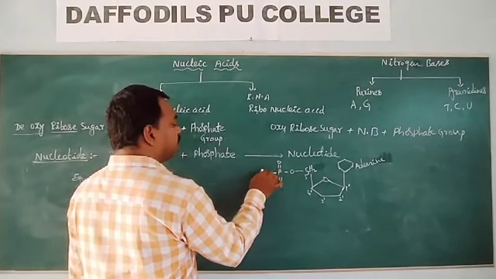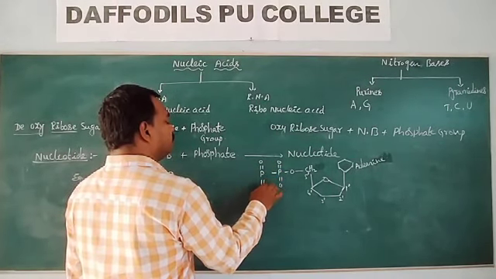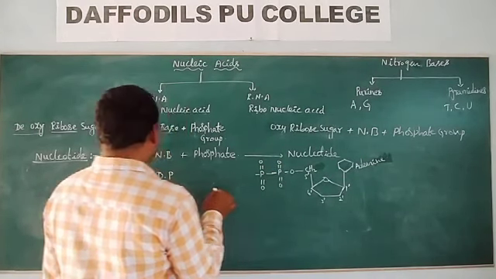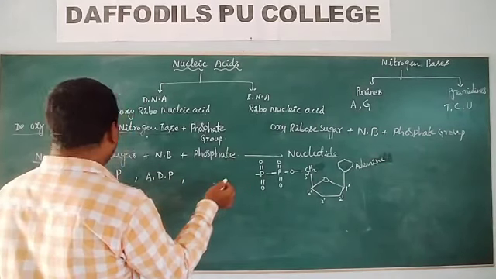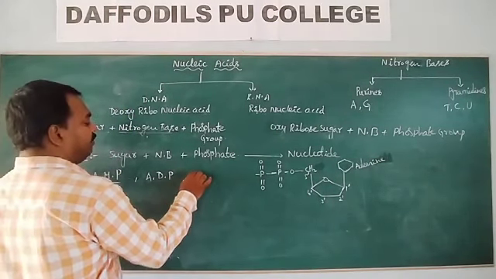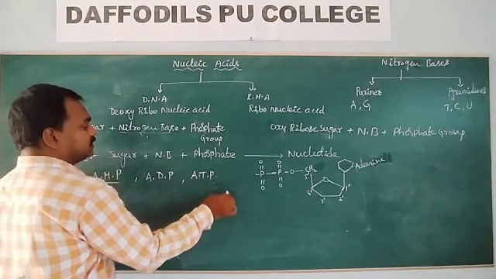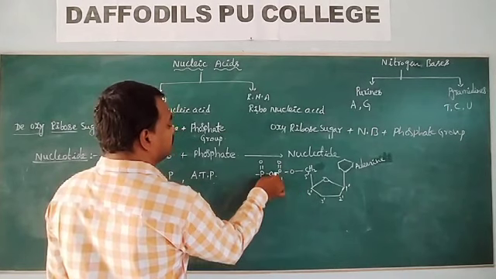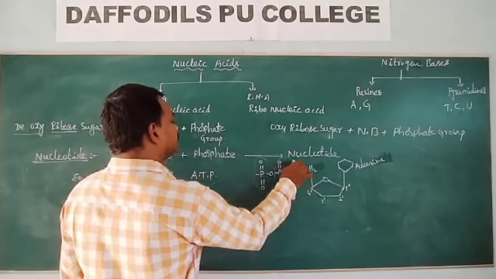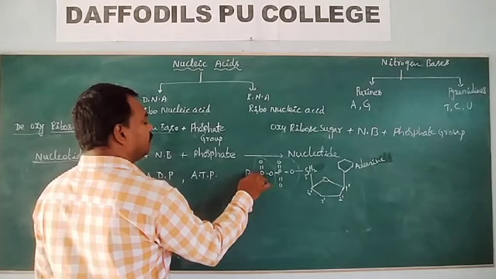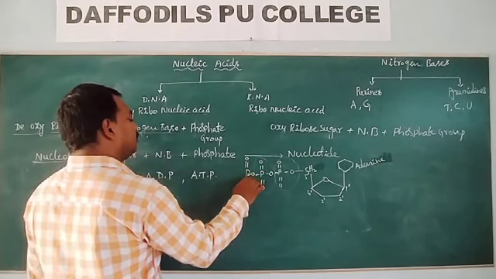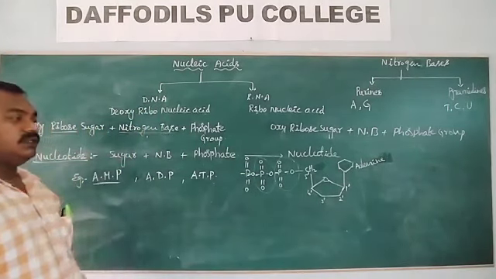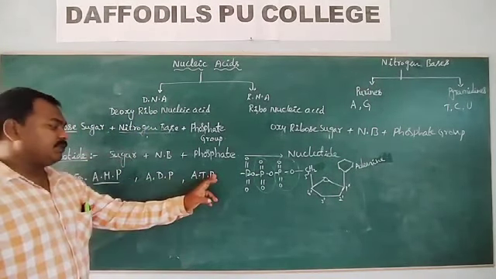Means how many phosphate groups are attached? Two phosphate groups are attached. This is adenosine diphosphate. Next, another nucleotide is adenosine triphosphate, which means another phosphate group is there. This is 1 phosphate, this is 2, and if another phosphate group is present, then it is known as adenosine triphosphate. So three phosphate groups are there.